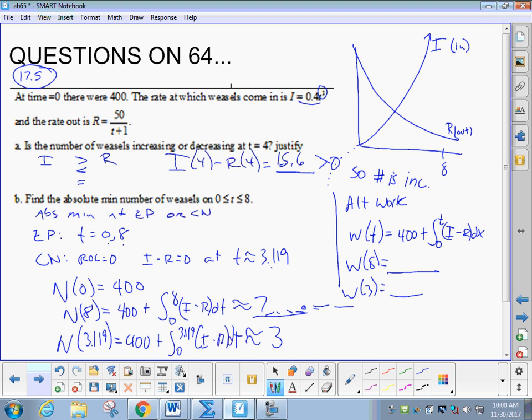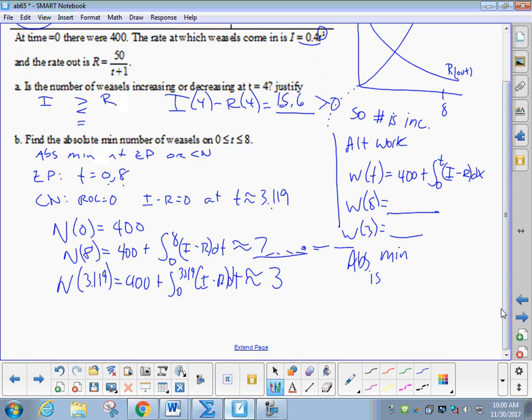So either which way you look at it, what is the absolute min number of weasels? Do they want when or what? They want the absolute min number of weasels, or when the absolute min number is. And what is the absolute min number of weasels? 338 weasels. On an AP problem, they would say round to the nearest weasel or round to the nearest person.